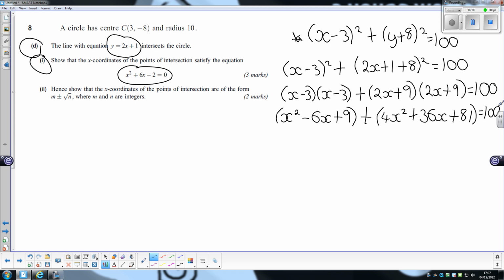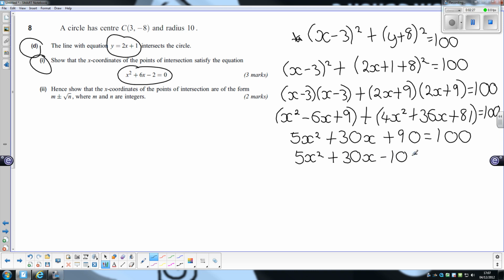Then we can start to simplify. So x² plus 4x² gives us 5x². Minus 6x plus 36x gives us 30x. And 9 plus 81 gives us 90. And that is equal to 100. Then if we take away 100 from both sides, 5x² + 30x - 10 = 0.